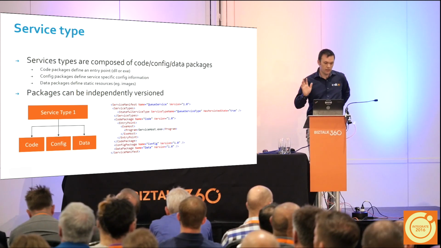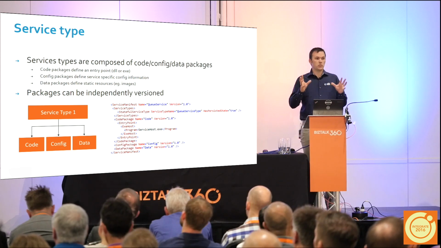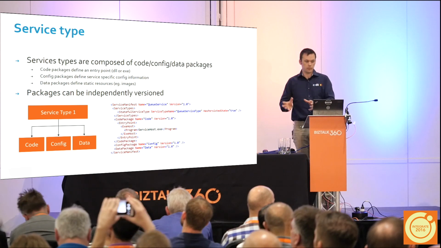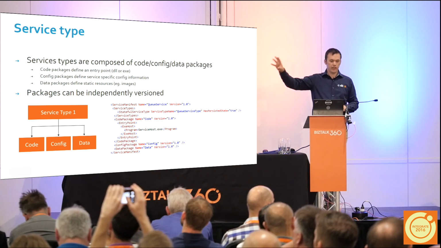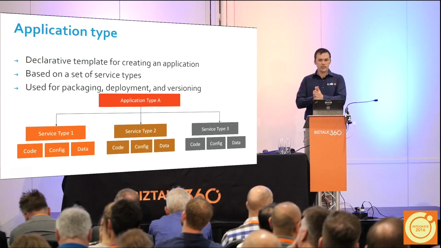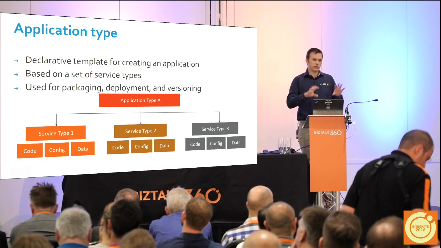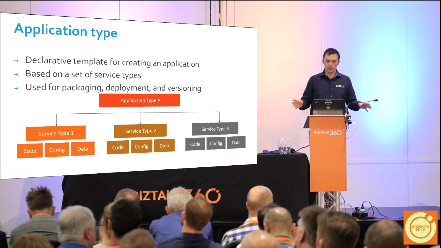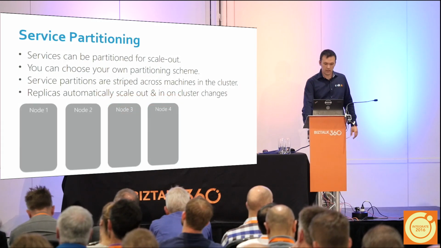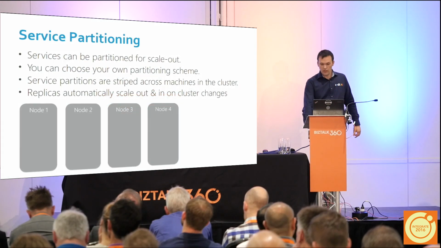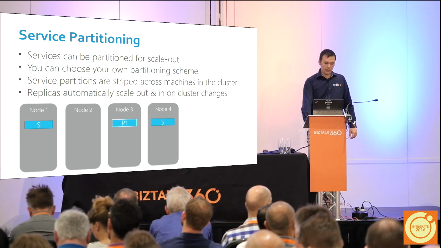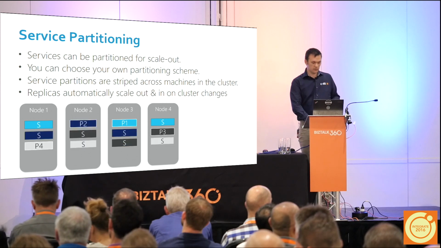I will go quickly here. The service type is just a combination of your code, of configuration, and potentially data that you can package. You will package it based on an XML file, and you can ship it, and you can make it part of an application type. So an application type consists of multiple services or service types, and you can deploy an application to your Service Fabric cluster. I will be talking a little bit later on how we achieve multi-tenancy in our platform. I think I talked about that one already, service partitioning.